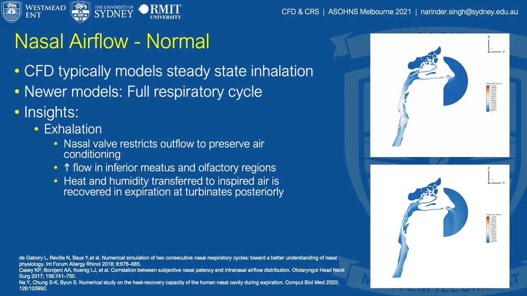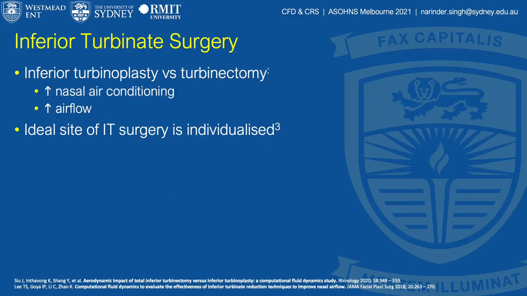Recently, CFD models have become more sophisticated by modelling the entire respiratory cycle. One of our PhD students, Kim, will present this work in another talk. This has demonstrated that during exhalation, the nasal valve restricts outflow to preserve air conditioning and to precondition the next in-breath, and that the posterior end of the turbinates recycles heat and humidity, which is yet another reason to perform turbinoplasty and not turbinectomy. The importance of turbinoplasty has been confirmed with other CFD studies.